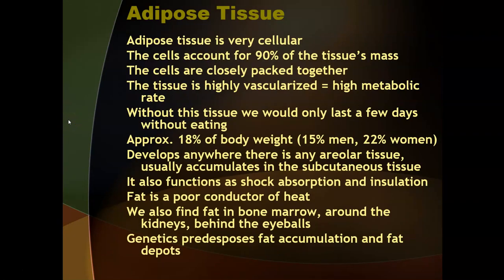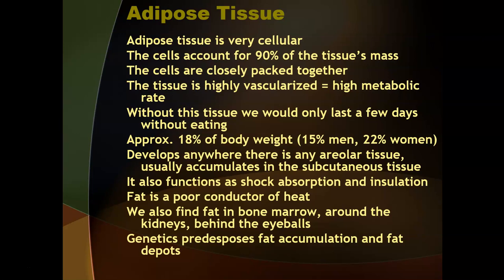It is very cellular. So fat tissue or adipose tissue is extremely cellular. Obviously, if a cell's carrying a single drop, and we have an accumulated amount of fat in whether that be our belly or wherever, then we have a lot of cells there that are holding a lot of fat. The cells account for 90% of the tissue's mass. The cells are very closely packed together, and the tissue is extremely vascularized. So lots and lots and lots of blood vessels in adipose tissue.